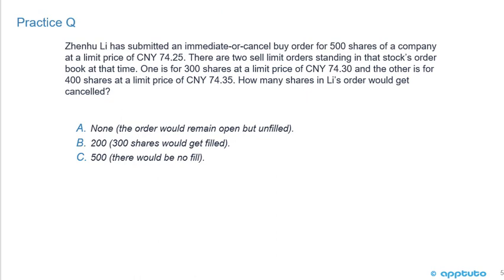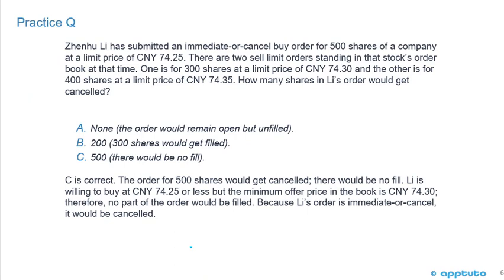Okay, we're going to finish this LOS with a practice question, as we often do. Zhenhu Li has submitted an immediate or cancel buy order for 500 shares of a company at a limit price of CNY 74.25. There are two sell limit orders standing in that stock's order book at that time. One is for 300 shares at a limit price of CNY 74.30, and the other is for 400 shares at a limit price of CNY 74.35. How many shares in Li's order would get canceled? A, none. The order would remain open but unfilled. B, 200. 300 shares would get filled. Or C, 500. There would be no fill.